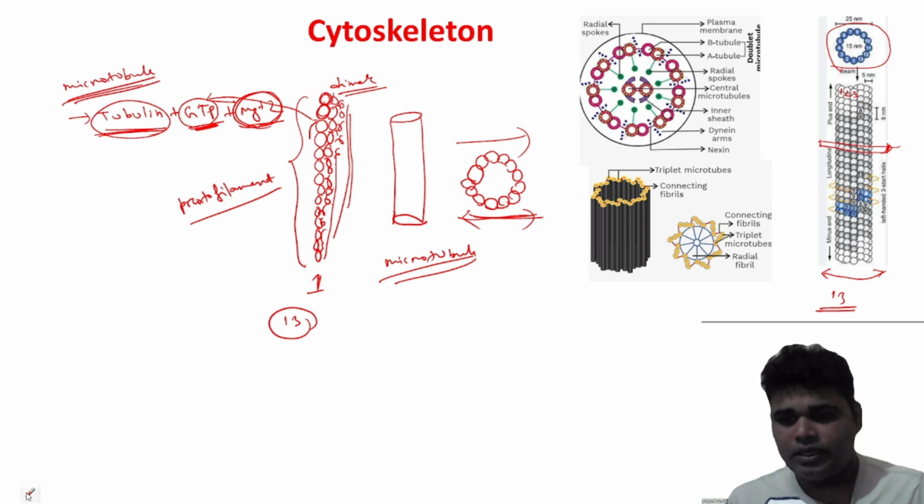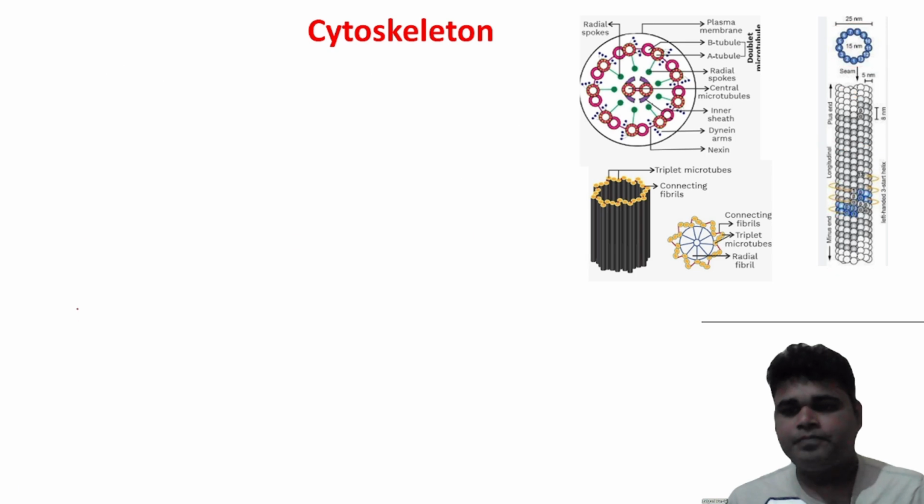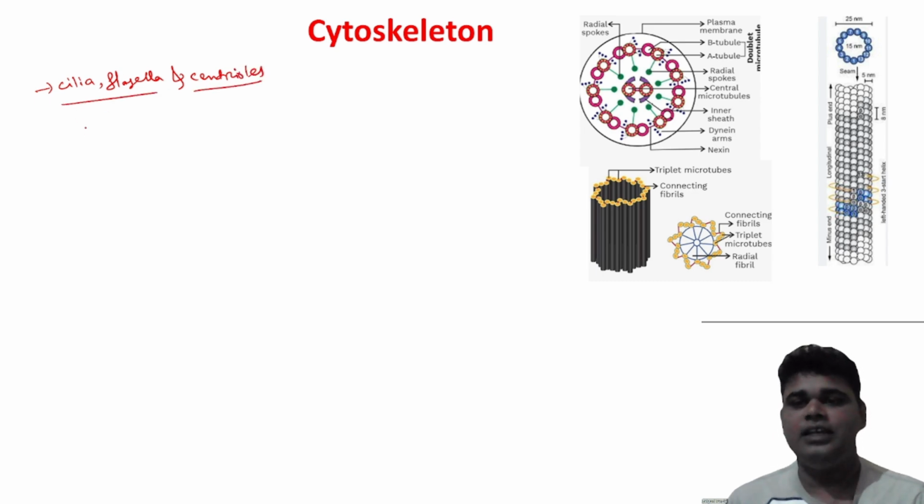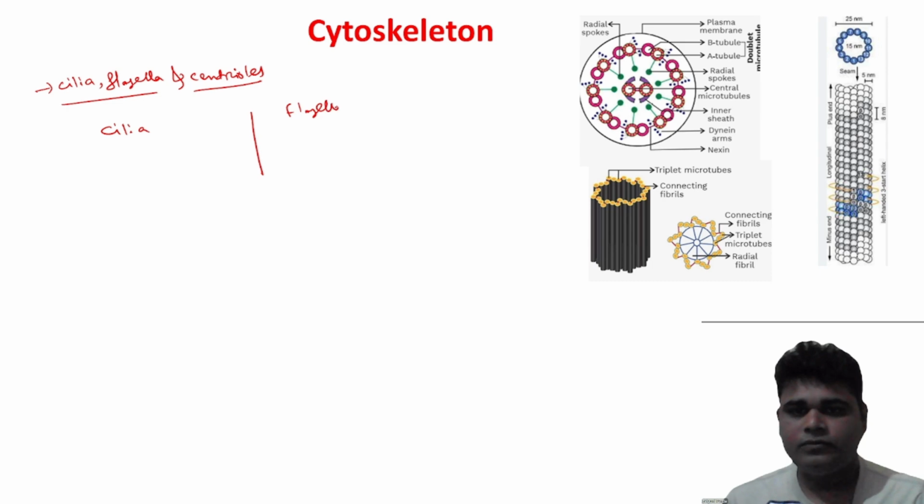Come to where the microtubules are found. So the microtubules are found in the cilia, flagella as well as in the centrioles. So first come to the cilia and the flagella. Cilia, another is the flagella. So what is the cilia and what is the flagella?